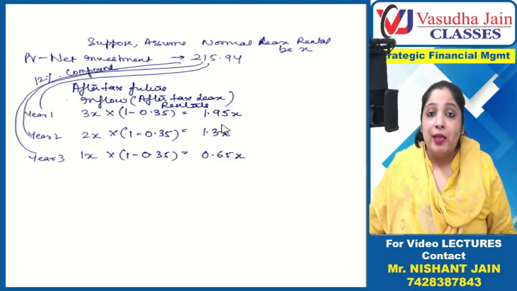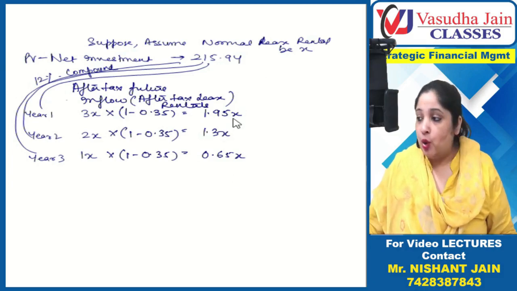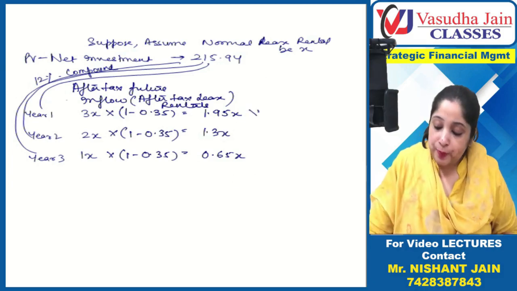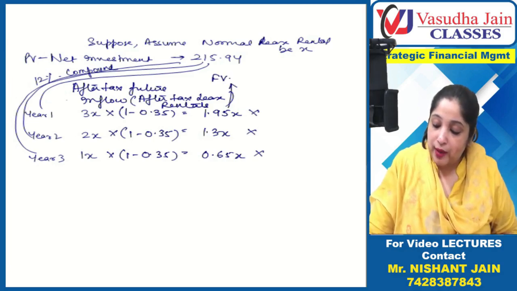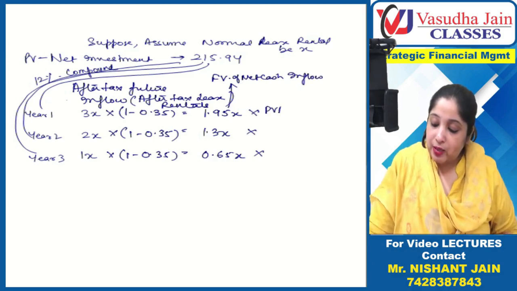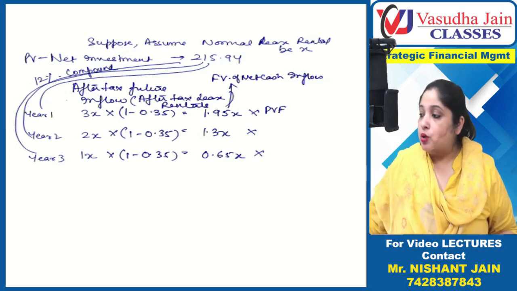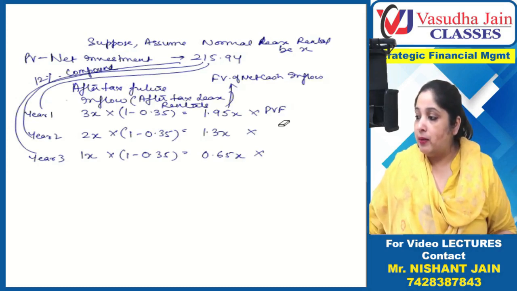So discounting means finding out its present value. So let us find out its present value. How will we find out its present value? These are basically the future value of net cash inflows. Now you want to find out the present value, so you multiply with the present value factor, right?